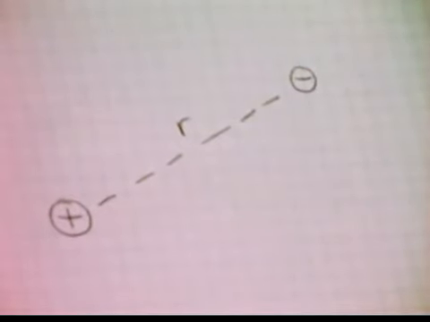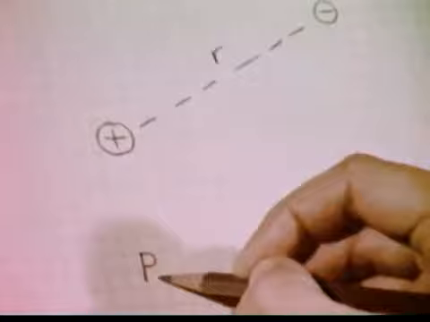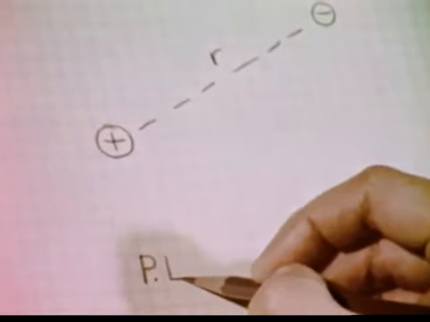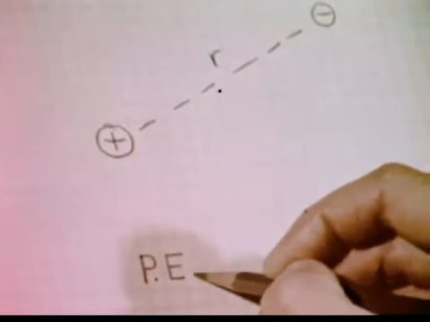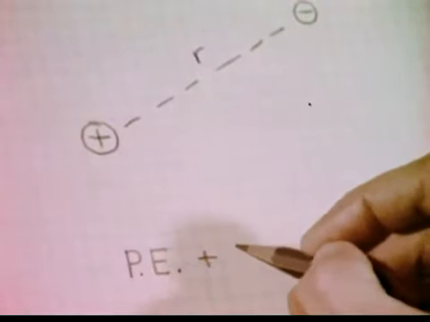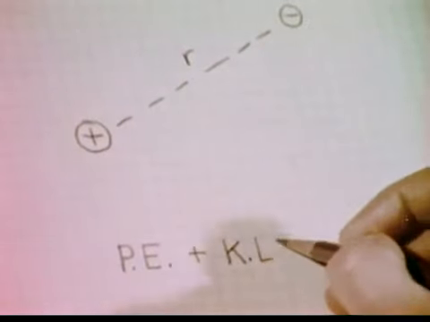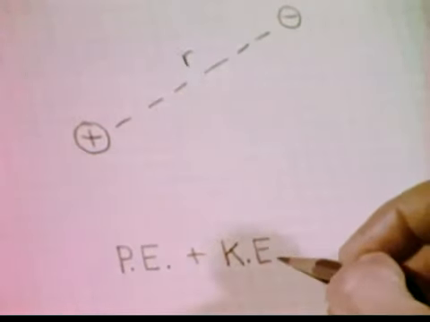The electron and the nucleus have opposite electric charges, so they attract each other. This attraction gives the atom a certain amount of potential energy. The amount depends on the distance r. The electron is in motion, and so the atom also has kinetic energy. The sum of these two kinds of energy is the total electronic energy of the atom.